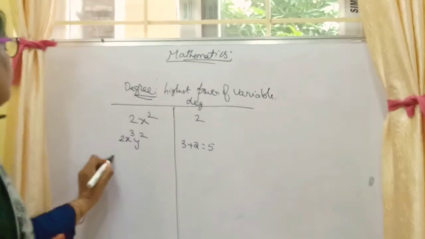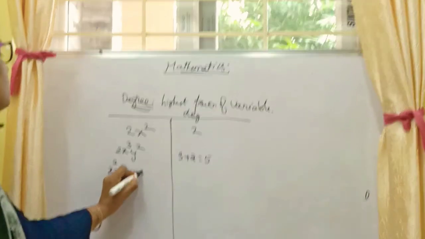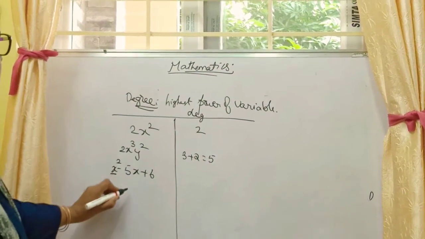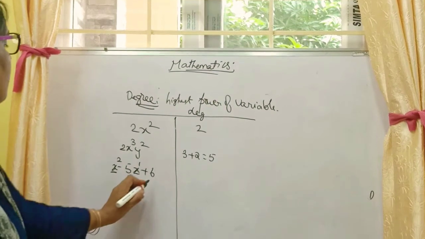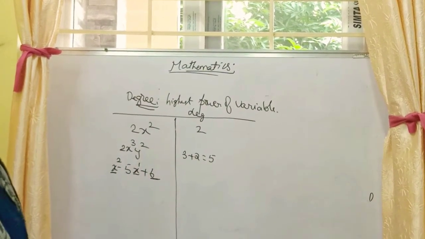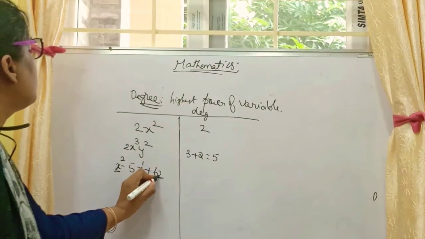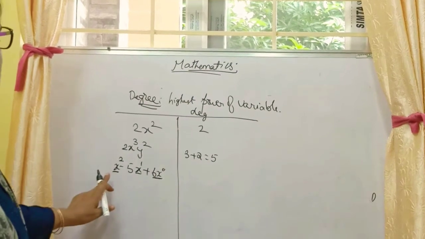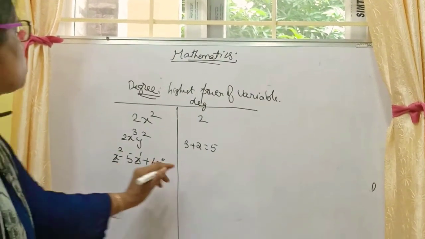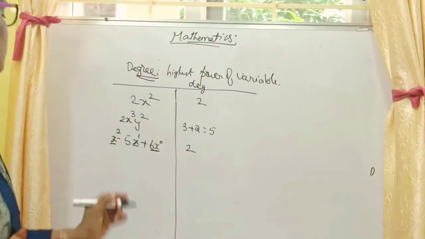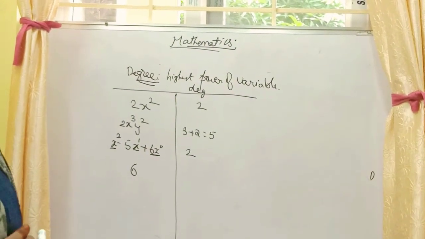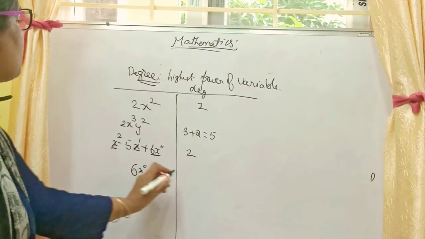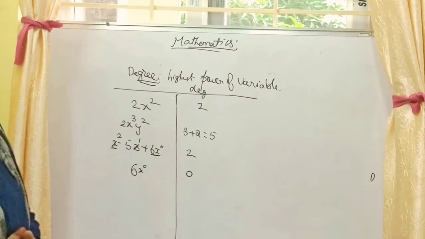Now let us see x square minus 5x plus 6. For the term x square the highest power is 2. For this term the power is 1. Do we see any variable here? No. Even though we do not see any variable, I can write this 6 as 6 times x to the power of 0. So what is the highest power for the variable x here? It is 2. Therefore the degree is 2. Now if I just write 6, what is its degree? 0. So 6 can be written as 6x to the power of 0. So the power of the variable here is 0. Therefore the degree is 0.